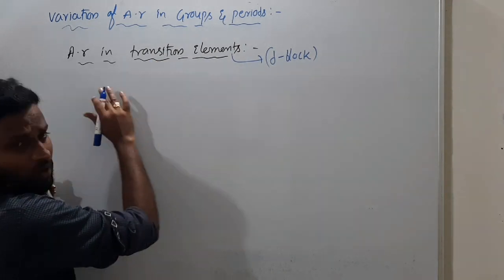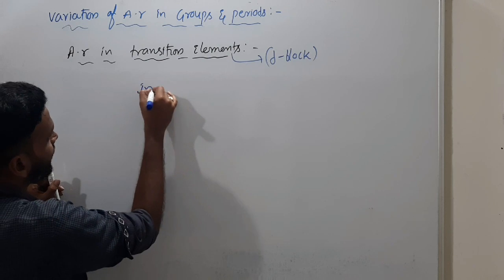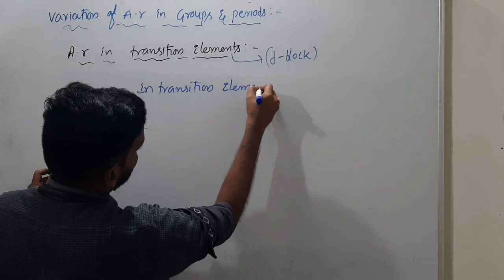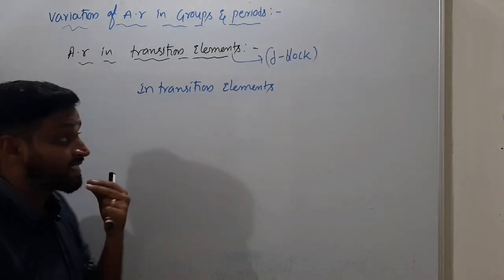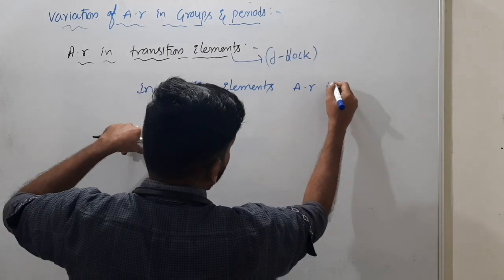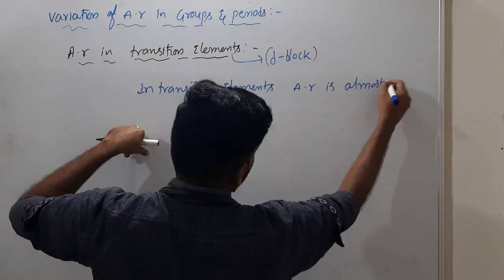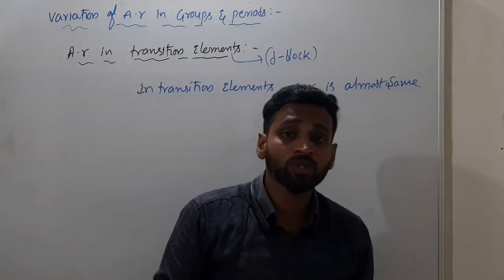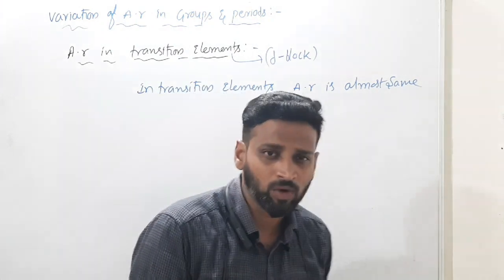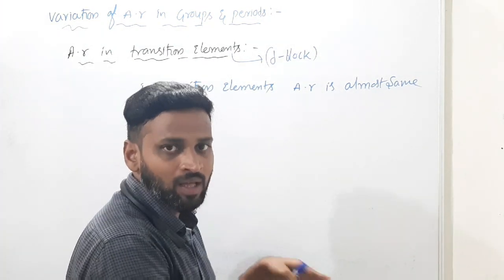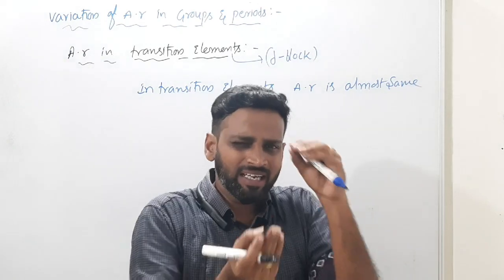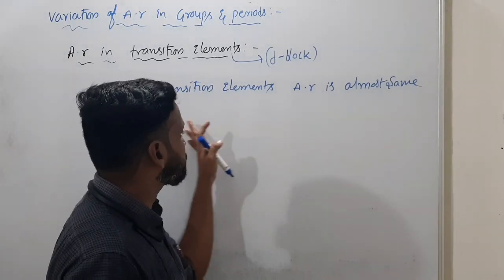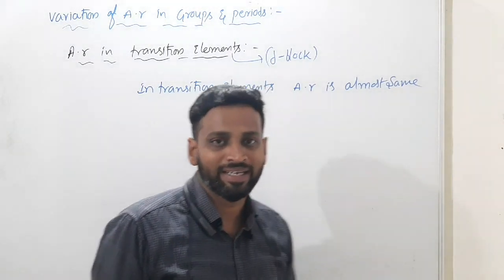So either left to right or top to bottom, in transition elements atomic radius is almost the same. It increases slightly from top to bottom, but not effectively, very little. And left to right it should decrease, but there is not much decrease. They have almost similar radius actually.